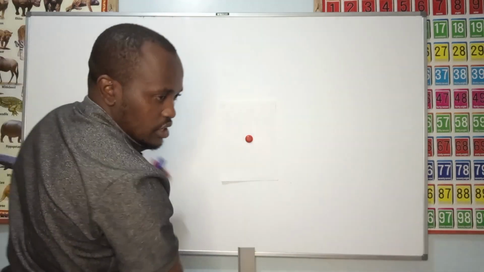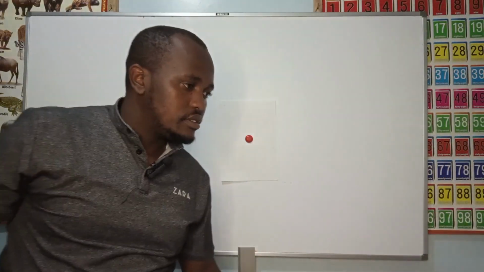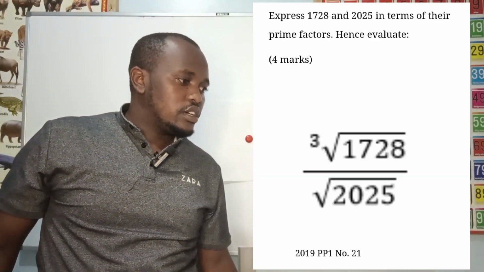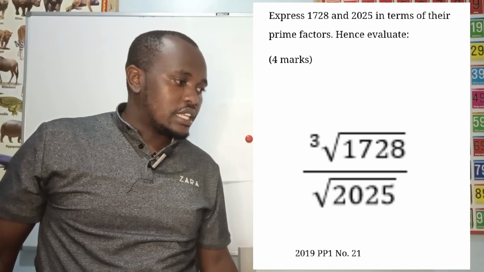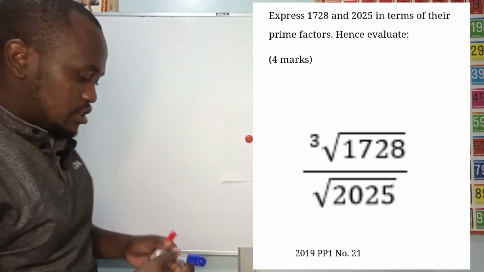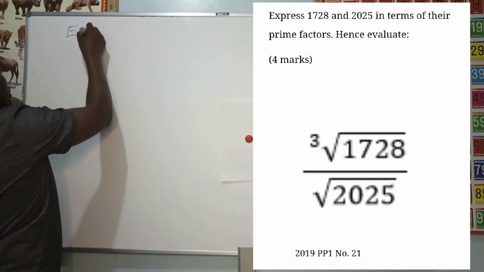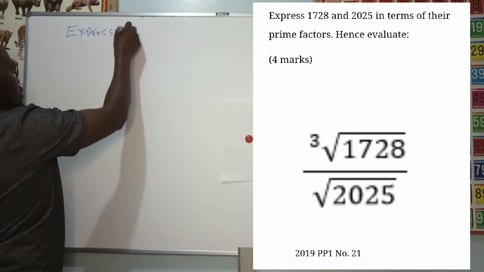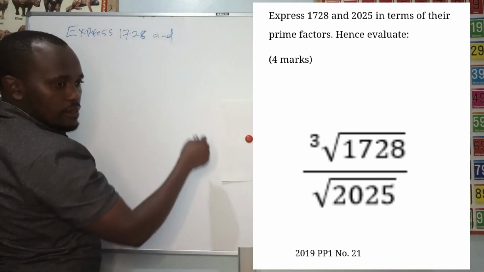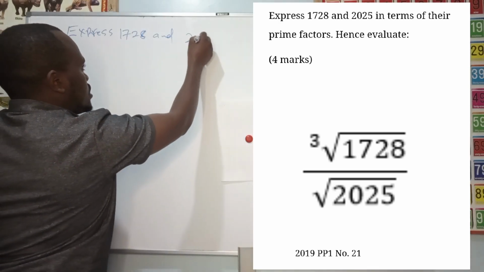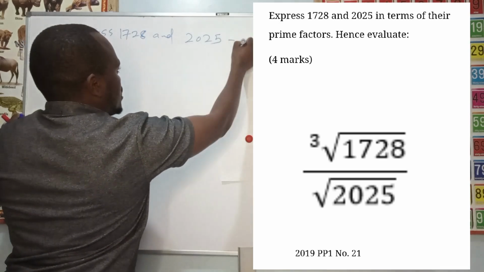In 2019, question 2, there were 4 marks, and the question asked: express 1728 and 2025 in terms of its prime factors.